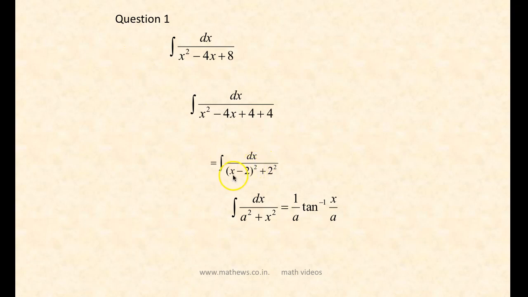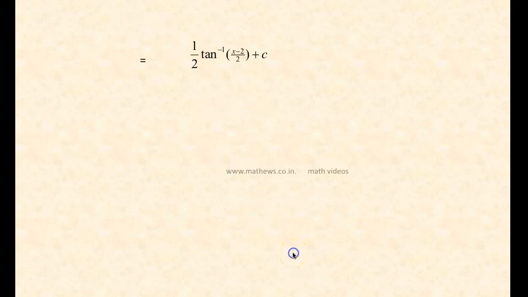So this is integral dx by x minus 2 the whole squared plus 2 squared. Now integral dx by a squared plus x squared is 1 by a tan inverse x by a. So following this formula, this becomes 1 by 2 tan inverse x minus 2 by 2 plus c.